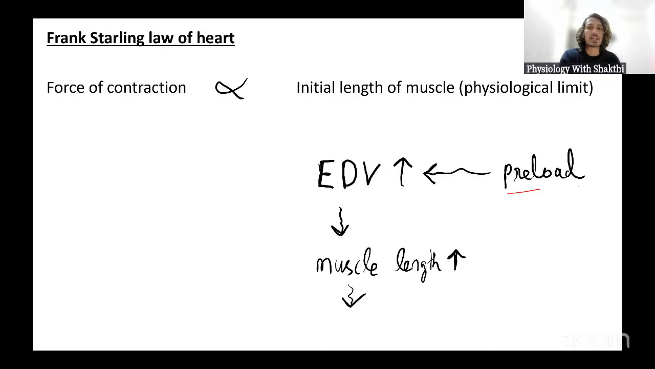So, basically, what is happening when preload is increasing? End diastolic volume increases, muscle length increases, and because of that force of contraction increases. For example, if in some contractions not enough blood has gone out, stroke volume was lesser, that will increase the amount of blood at the end systolic volume, which means that the next end diastolic volume will be higher. Since there is higher end diastolic volume, it will contract more forcefully and make up for that earlier deficiency. So this is one way by which Frank-Starling's law of heart is working. This is an example of your heterometric regulation.